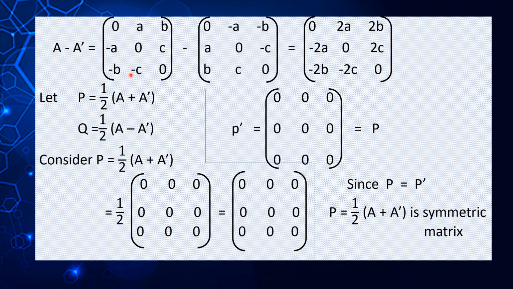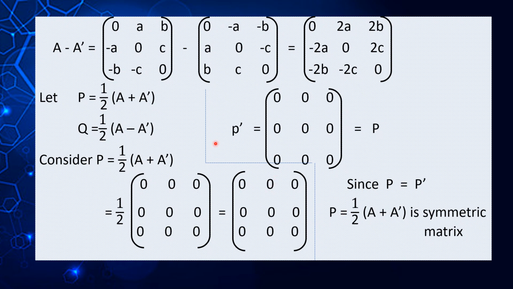Minus B would be minus 2B. Minus C would be minus 2C. And 0 minus 0 would be 0. Now let P be half of A plus A transpose and Q be half of A minus A transpose. Now consider P is equal to half of A plus A transpose, which is equal to half of the matrix containing zeros, which would also give us the zero matrix.